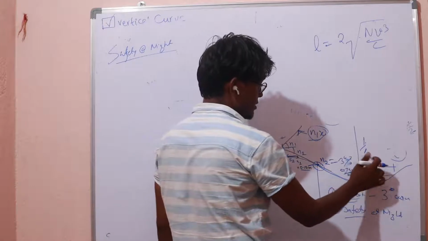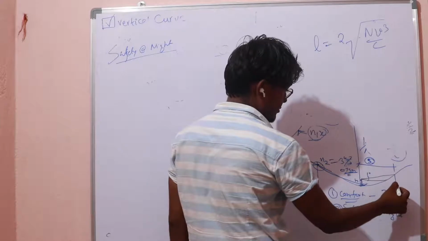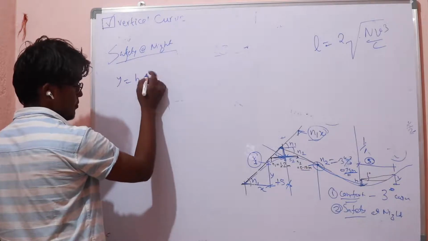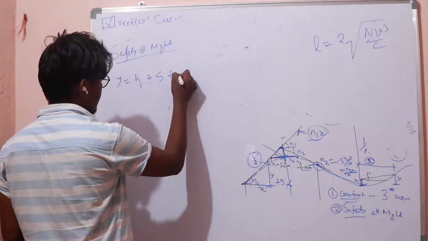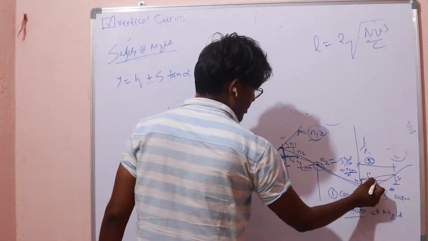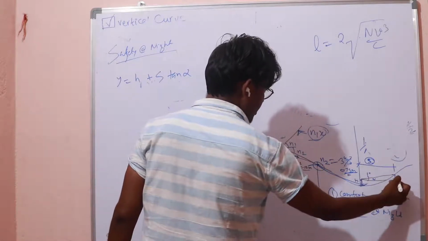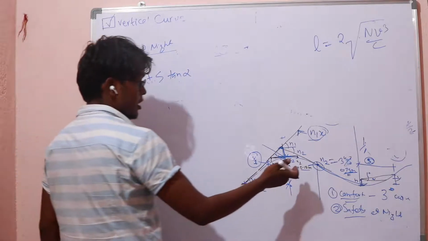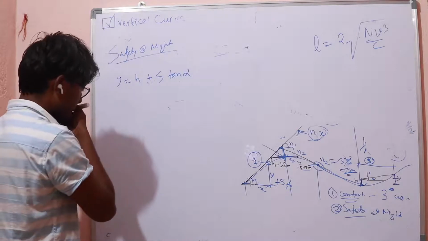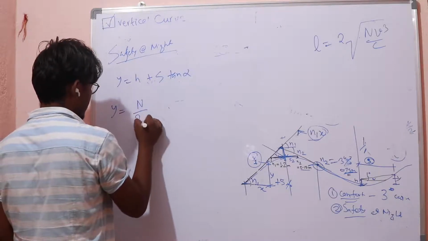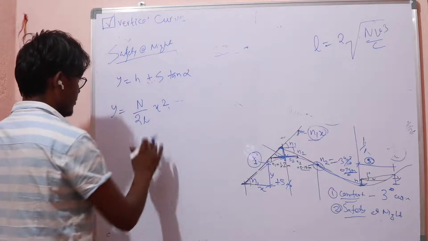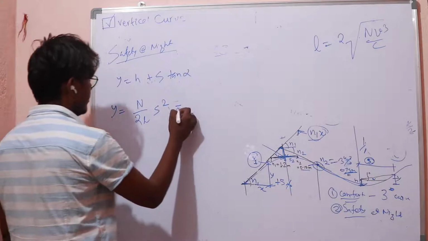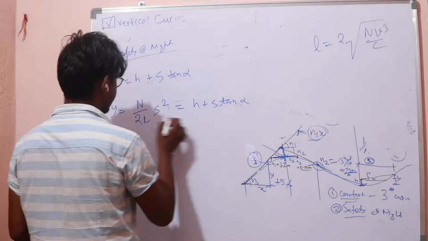This x is actually s, the stopping sight distance, and this is y. So y is equal to how much? y is equal to h plus s tan alpha. Again we will assume that the curve is parabolic, so the formula is y equals n over 2L x square. We know x becomes s here, so we will equate y equals h plus s tan alpha.